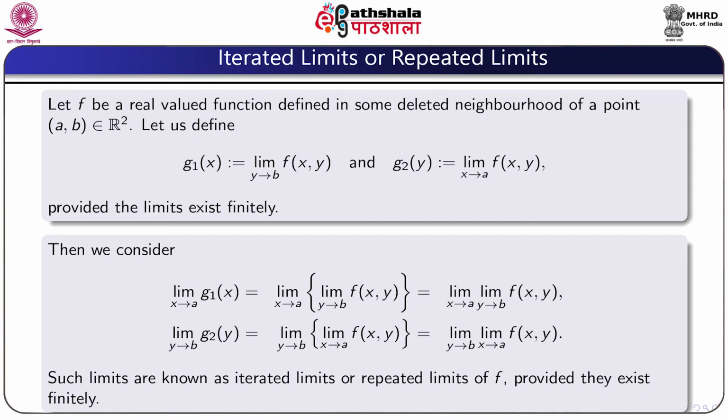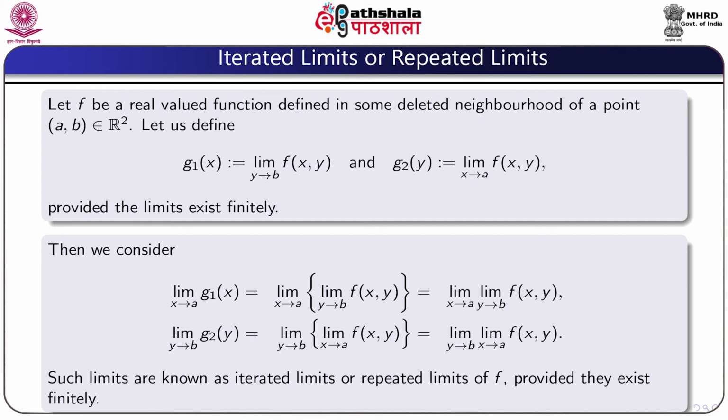For the sake of simplicity, we confine our discussion on scalar fields defined on subsets of R2. Let f be a real valued function defined in some deleted neighborhood of a point (a, b) in R2. We define two functions, g1(x) as limit of f(x, y) as y approaches b and g2(y) as limit of f(x, y) as x approaches a, provided the limits exist finitely.